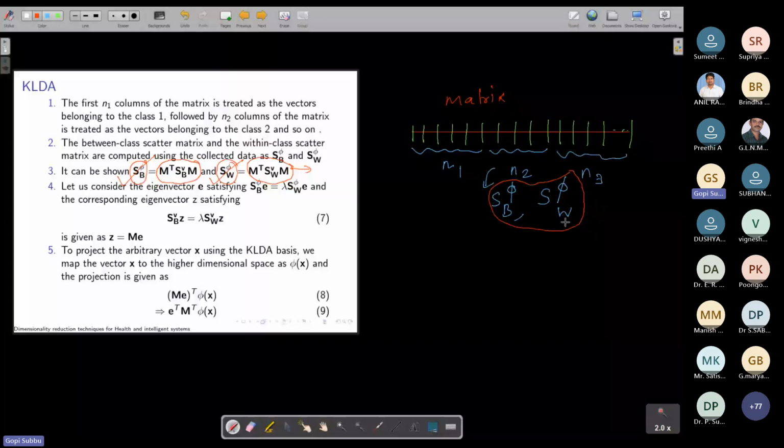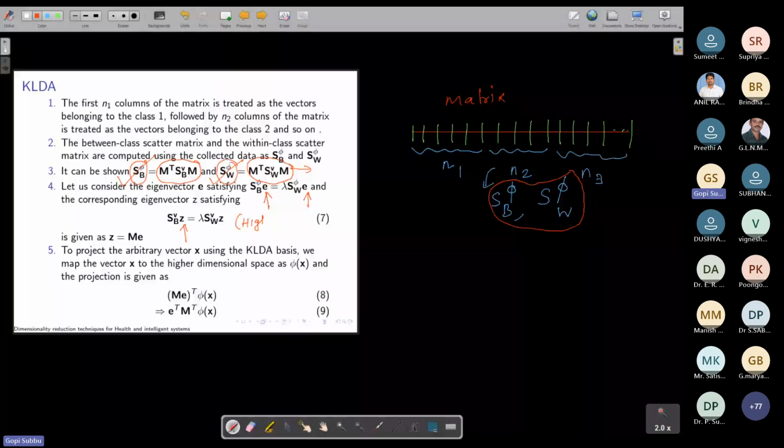So your vector E is now ready, because this vector we can solve. It is possible. But we need a vector Z, which is actually the eigenvector in the higher dimensional space.